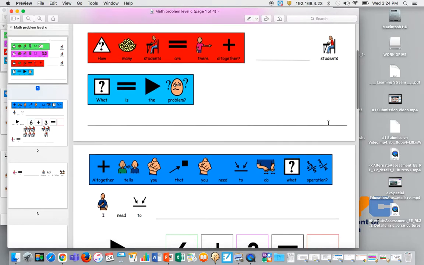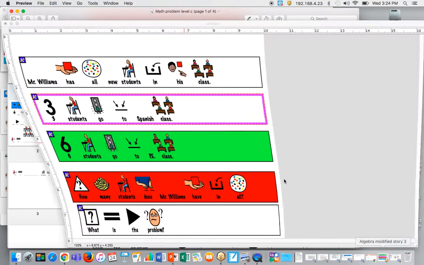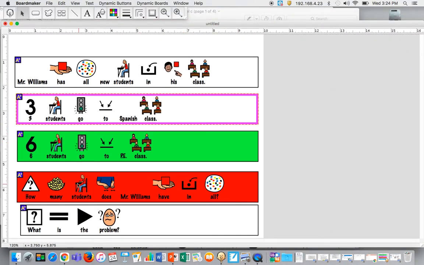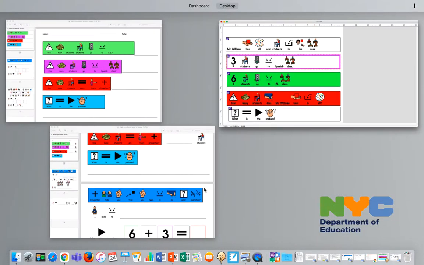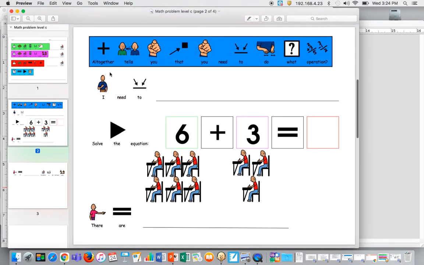So I went through too and I wanted to remind them, okay, what is the problem? What are we looking for when we're solving this word problem? What is it exactly? So I want them to go back and tell me, how many students does Mr. William have in all? Again, I moved down to our vocabulary word all together, but I didn't provide those icons for them. I left it open-ended. I need to add, I need to subtract, whatever it is.